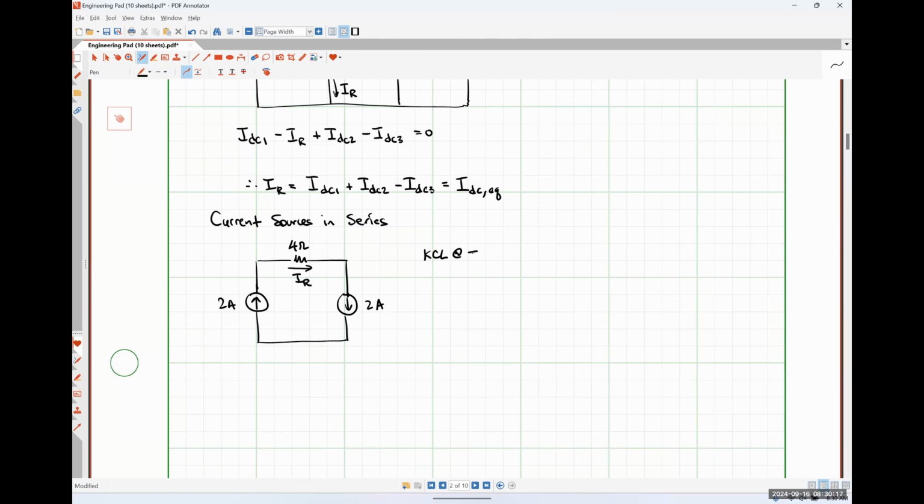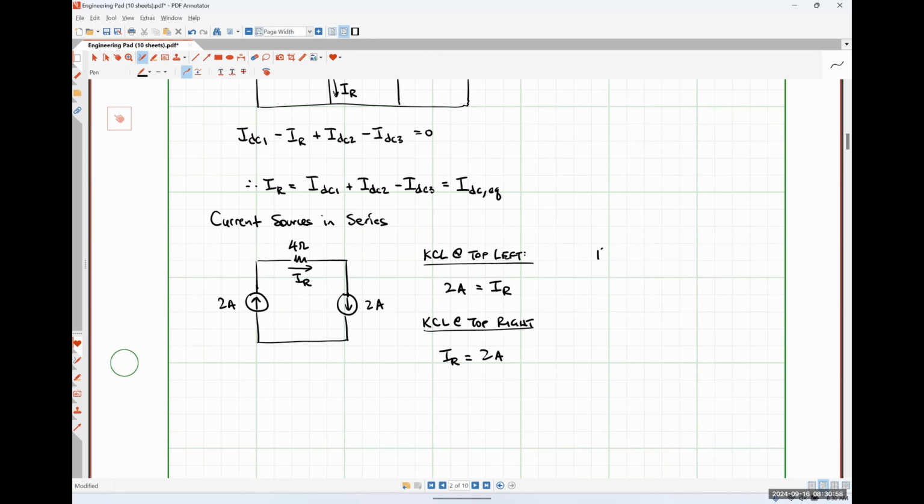So if I apply KCL at the top left node, where currents flowing into the node are positive, the current flowing into the node is equal to the current flowing out of the node, will be the easiest way to do it. We have 2 amps flowing in, IR is flowing out, so we have 2 amps is equal to IR. Easy peasy. Things are connected in series, not that difficult. Very similar thing for KCL at the top right. IR is flowing in, 2 amps is flowing out, so we're okay.